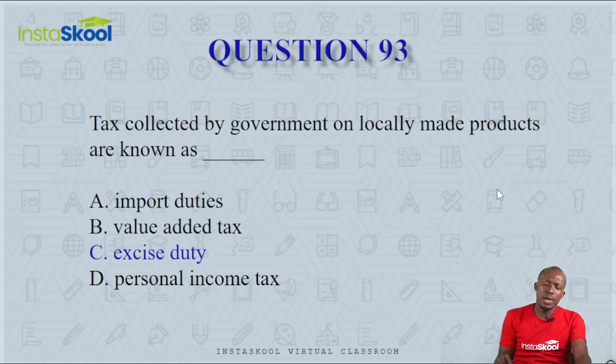Import duties are taxes that are imposed on goods that are imported into the country. Value added tax is the tax that is imposed on the value addition of a product, whether it is imported or locally produced. Excise duties are taxes that are imposed on goods that are produced locally, while personal income tax is the tax that is charged on individuals' income. So the correct answer here is option C, excise duty.